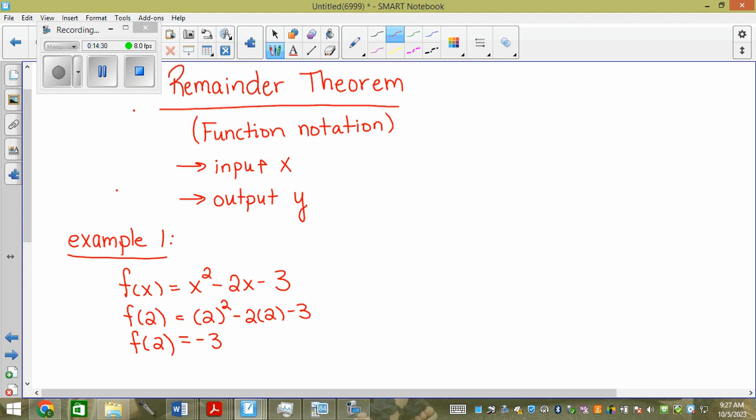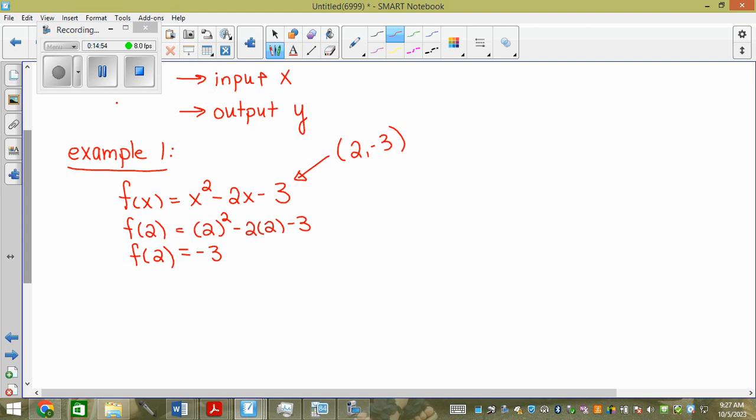What did I just find? Even more so, what did I just find? I found a coordinate on this graph. It's at 2 and negative 3. Really, whenever I do function notation and I do an input and get an output, I'm literally just finding a coordinate on that graph, right?